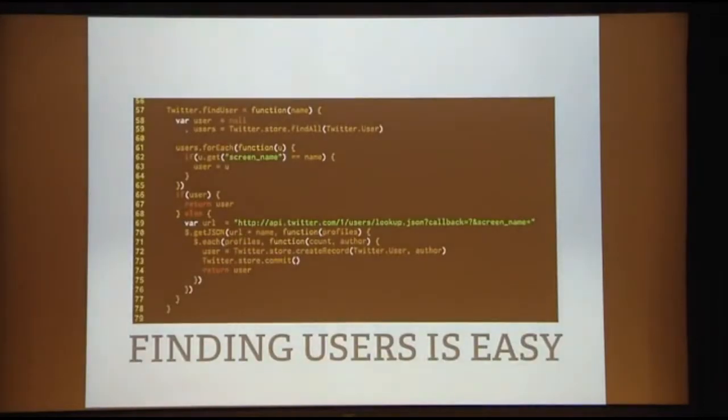And then finding users becomes pretty easy, because I can say find this user, and it will go and get all the users from the store, and it'll say, can I find this person? And if it can, return them, otherwise go to the API. And so I was so happy that I had figured out a use for local storage, because I hadn't ever really found it that useful.